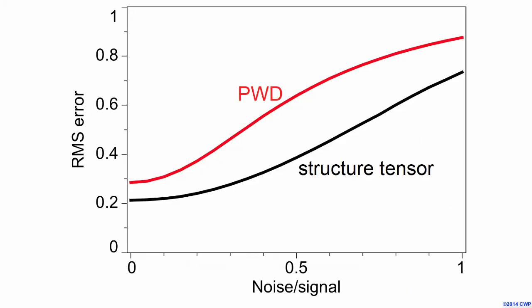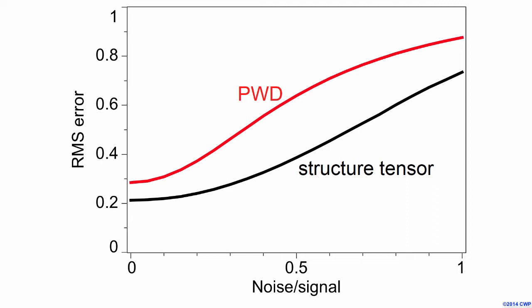I'd like to recall the RMS error curve and note again how for every noise-to-signal ratio, the plane wave destruction filter is producing higher RMS error values than does the structure tensor method. Maybe it's because in one spot in the image where we have a very erroneous value that's causing the entire image to have a higher error value.